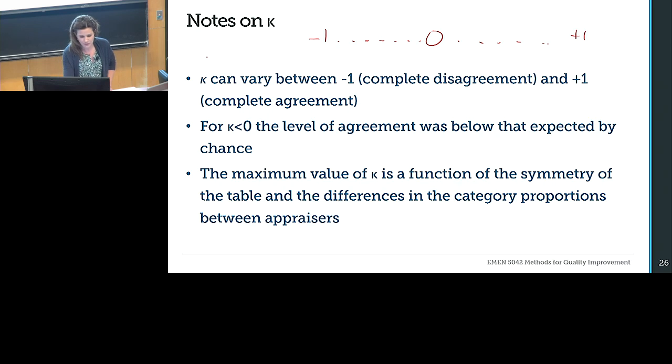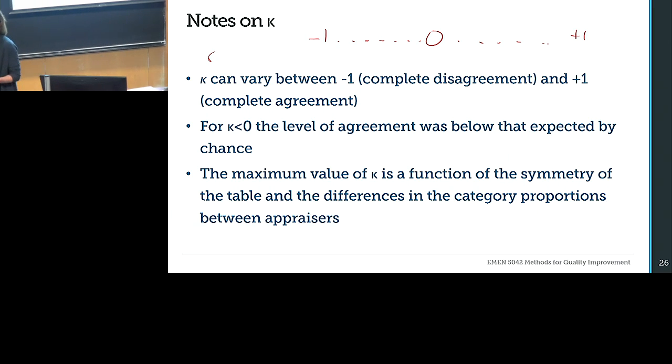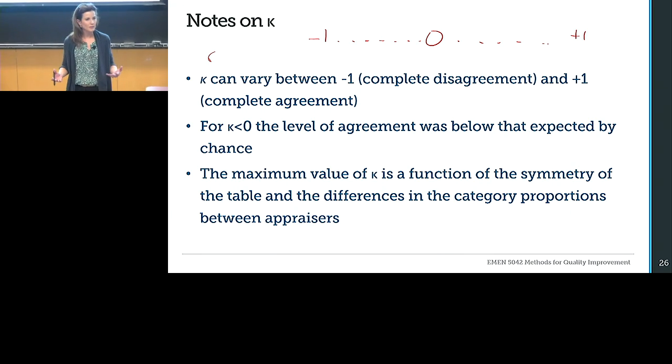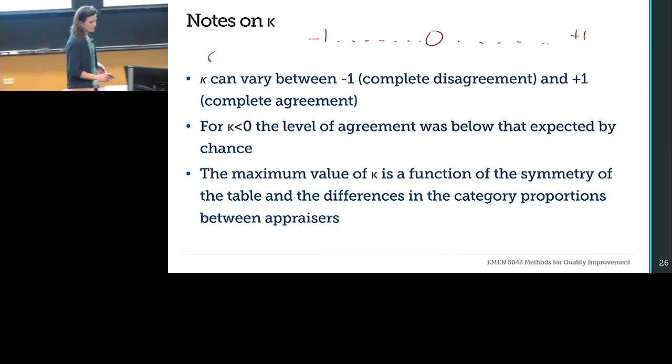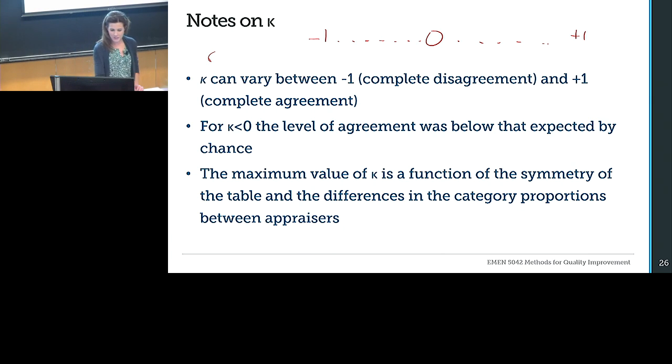So this is kind of similar to your Pearson correlation, right? So if you're looking at variables data and you have a negative correlation between two variables, we call them negatively correlated, right? As one thing goes up, the other one goes down. Kind of similar to that. So if your Kappa ends up being less than 0, the level of agreement was below that expected by chance, which is telling as well.